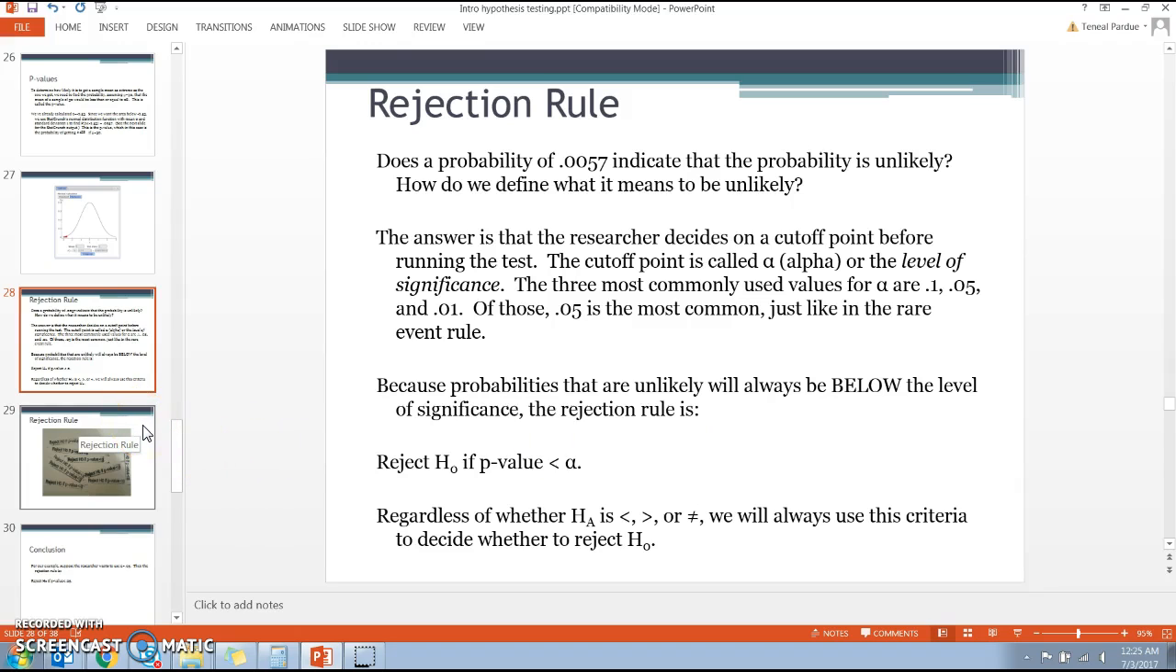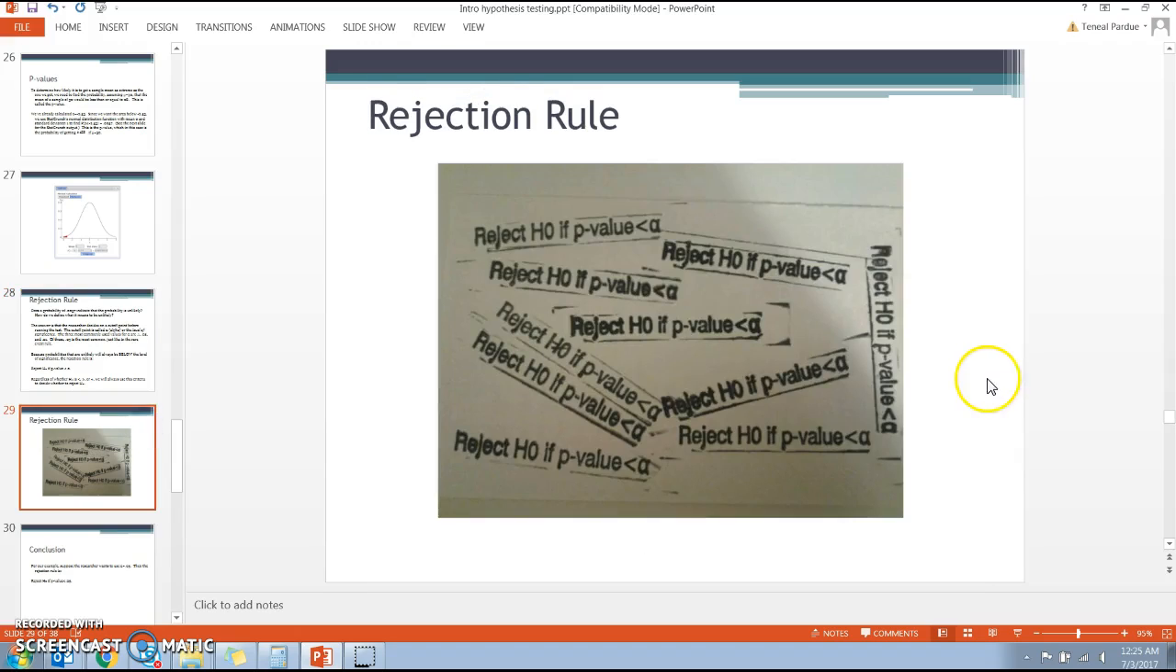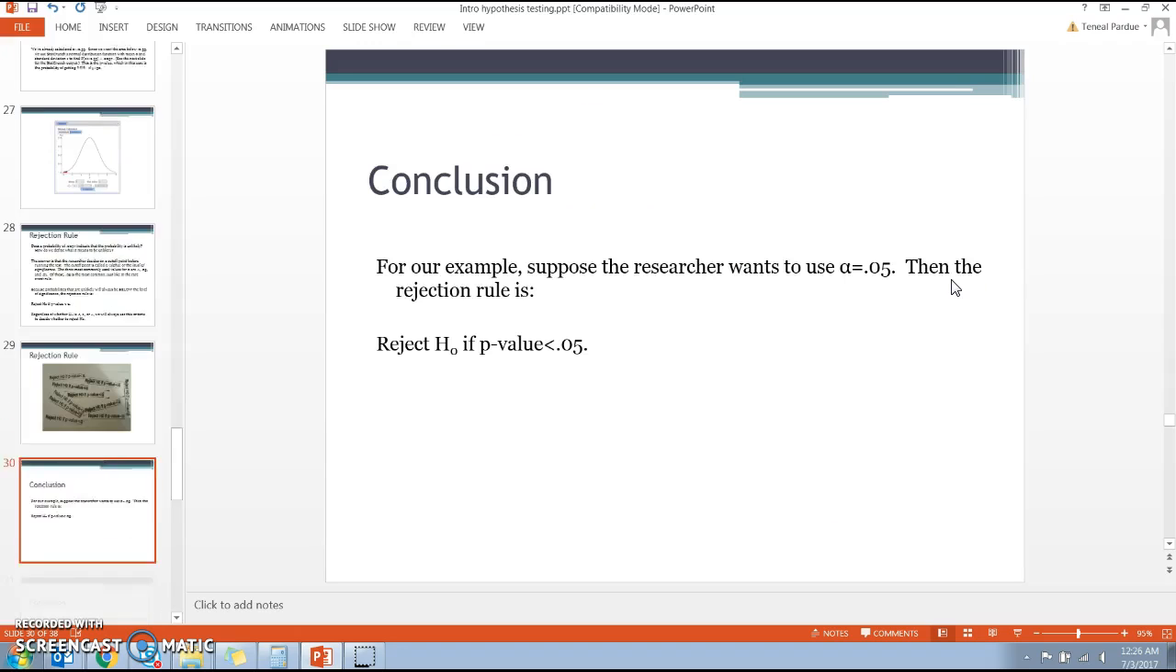And I feel like I sort of spend my life saying this, so I actually had a stamp made. You can go online and have a stamp made. And this is the result of that. It says reject H0 if p-value is less than alpha. That's how much of a dork your professor is.